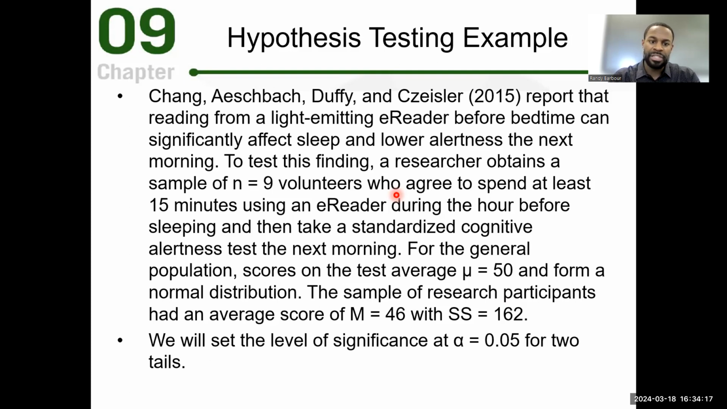For the general population, scores on the test average a mean of 50 and form a normal distribution. It says the sample of research participants had an average score of a mean of 46 with a sum of squares equal to 162. It says we will set the level of significance at an alpha of 5% for a two-tailed test. Okay, so what I'm going to do is I'm going to walk through these very briefly.